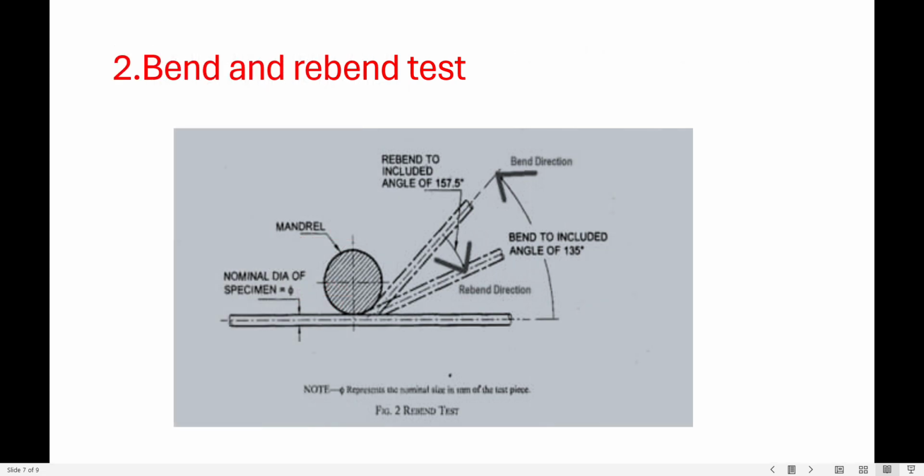And the second test is the bend and rebend test. The straight horizontal line represents the test specimen, where the circular block is called the mandrel. The bar is bent around this mandrel, and the diameter of the mandrel is specified according to the standards, usually a multiple of the bar diameter.